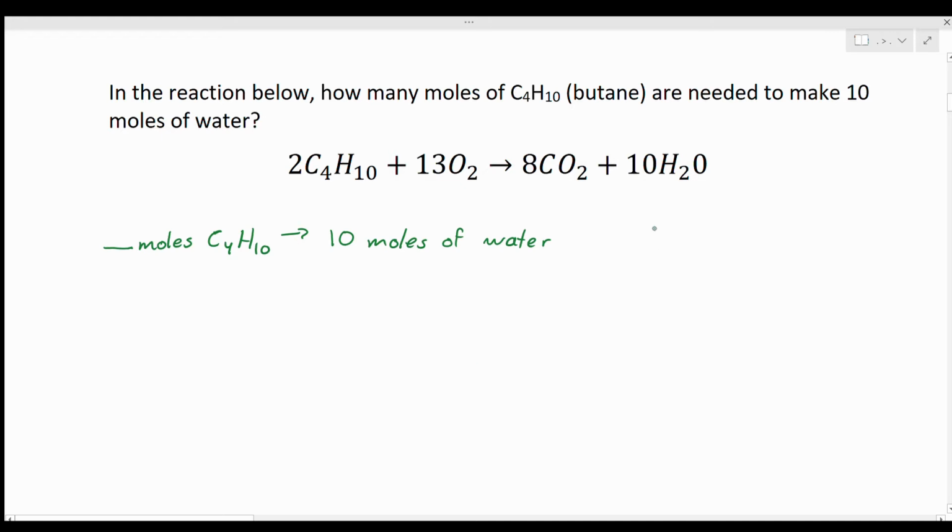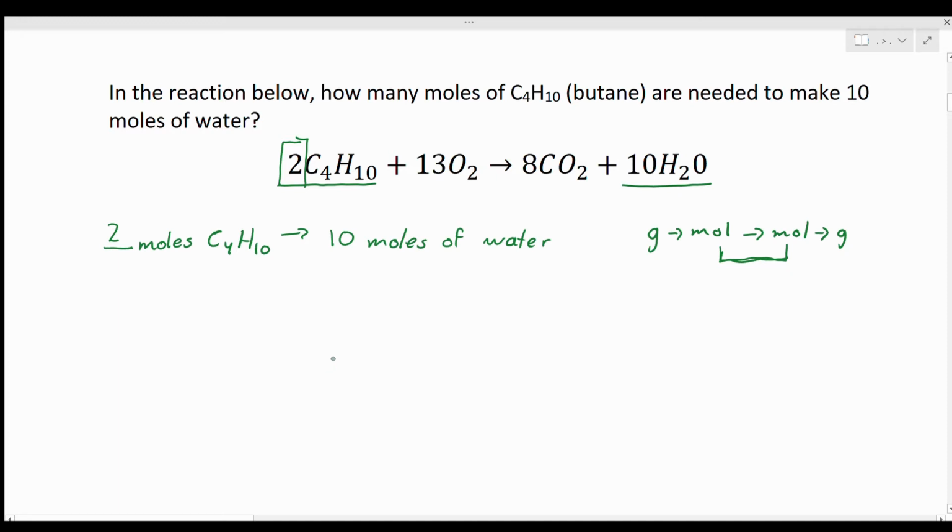If I write our map that we had previously, we go from grams to moles of one species, and from moles to grams of the other species. Here, we're just converting between the moles here. So this is all our map is concerned with. And we can see here that 10 moles of water, right, which is shown in the equation. Well, to make 10 moles of water, you need 2 moles of butane to do so. So the answer to this question is that you need 2 moles of butane to make 10 moles of water.